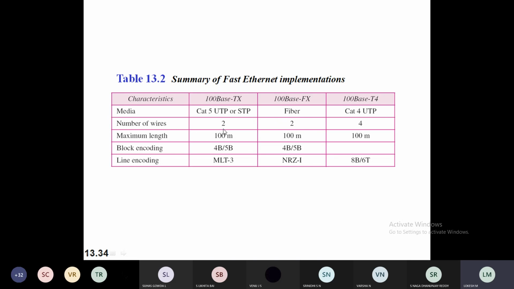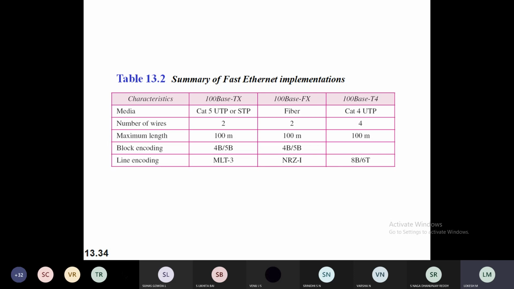A number of wires will be used, each technique 2 wires, and the 100 base T4 is 4 wires will be used. Okay. Category 5 is 2 wires and fiber is 2 wires, and when you come to category 4 we use 4 wires, right? And maximum length in all it will be 100 meters. Okay, maximum only 100 meters. Within 100 meters the systems can connect and can communicate through these cables.